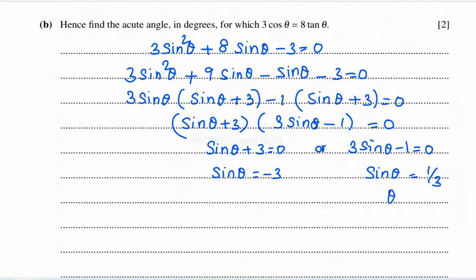So theta equal to sine inverse of 1 over 3. So it's given theta is acute angle, so we'll get only one value for theta, which is 19.5 degree.